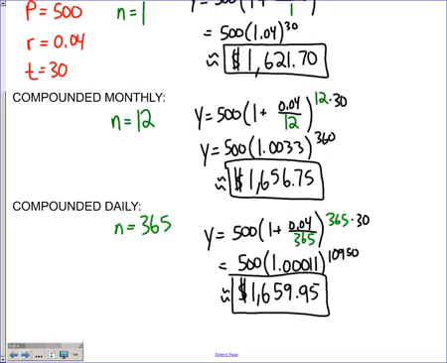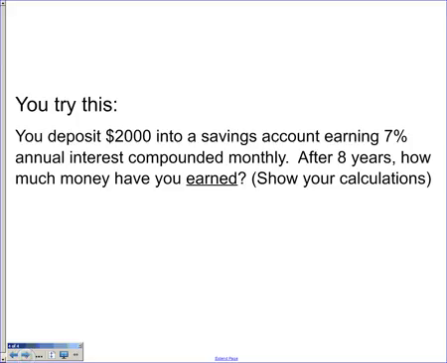So the final question here is one for you to try on your own. You're given an explanation of how much money you have, what the rate is, and all that. So find your variables and make sure you write out what the variables are and show your calculations to get your final answer.